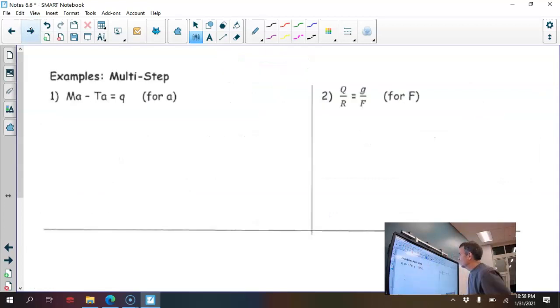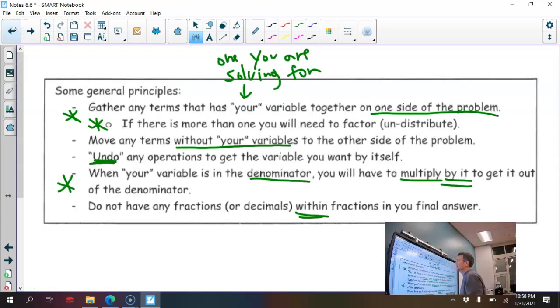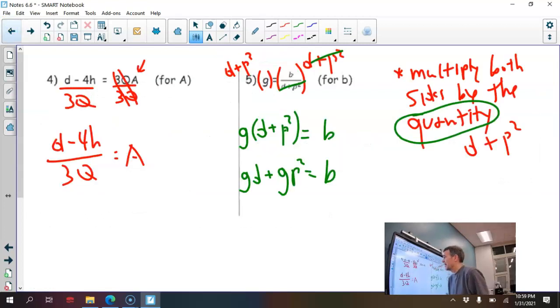Okay? So here we go. This first one. Notice in this first example, there are two terms that both have an A in it that I'm trying to solve for. And I can't combine them because they're not like terms. So this brings me back to this first thing. If there is more than one term, you will need to factor, or you guys would probably be better if I said the word undistribute. Let me show you what I mean by that.